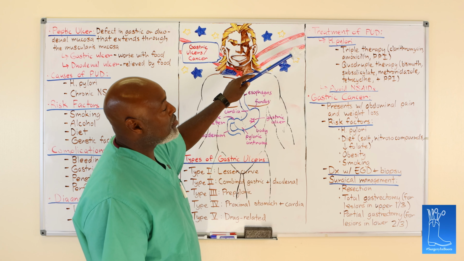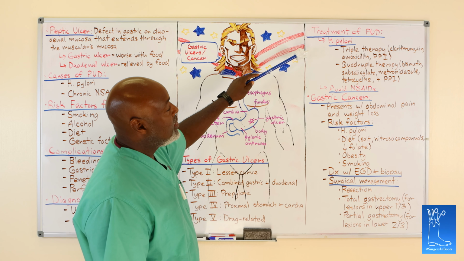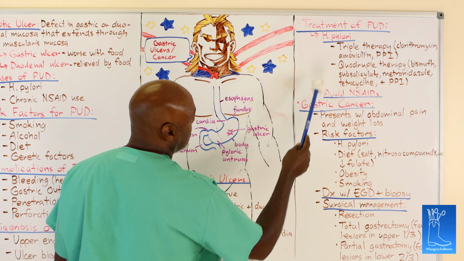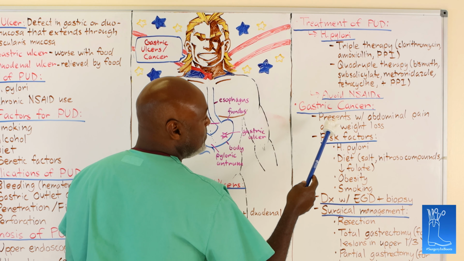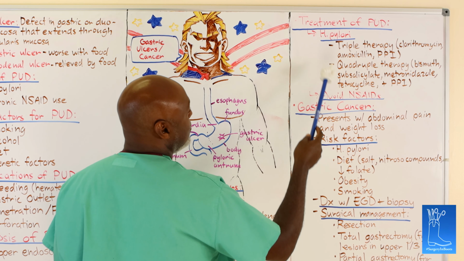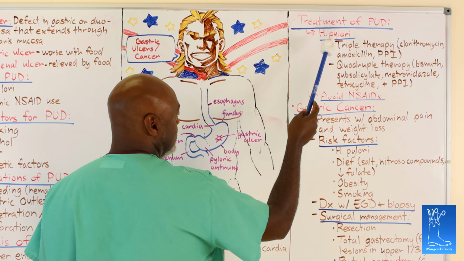Treatment of peptic ulcer disease. H. pylori, again, that is our first target. There are 2 types of treatments, Prevpac and Helidac. Triple therapy, quadruple therapy. Sometimes if you are allergic to amoxicillin, you do quadruple therapy. If you're allergic to tetracycline, you would not do quadruple, but you do that.